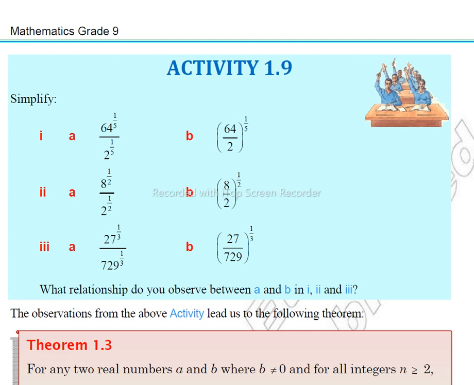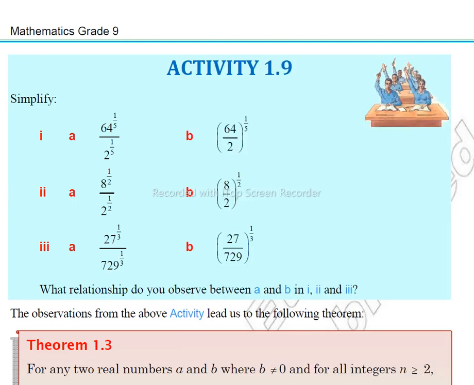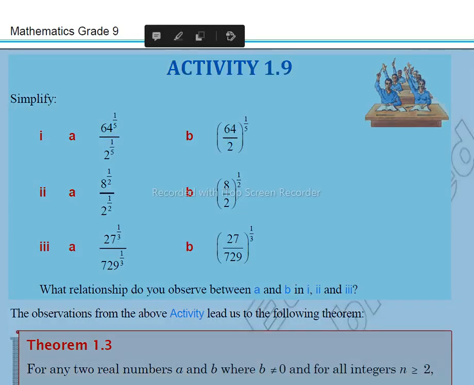64 to the power of 1 over 5 over 1 to the power of 1 over 5. We can do this in many ways. When we simplify, this is the same as this, because since both have the same power, we take 1 over 5 for both and rewrite. This is the same as this. This is the same as this.